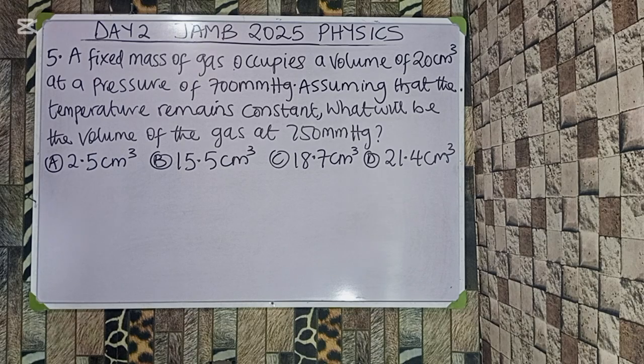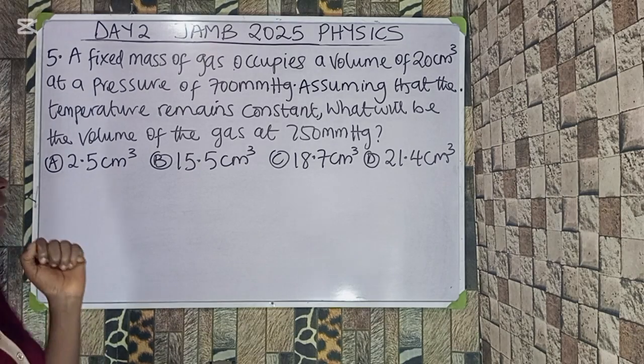A fixed mass of gas occupies a volume of 20 centimeter cube at a pressure of 700 millimeter mercury. Assuming that the temperature remains constant, what will be the volume of the gas at 750 millimeter mercury? We have the following options. Option A, 2.5 centimeter cube. Option B, 15.5 centimeter cube. Option C, 18.7 centimeter cube. And option D, 21.4 centimeter cube.